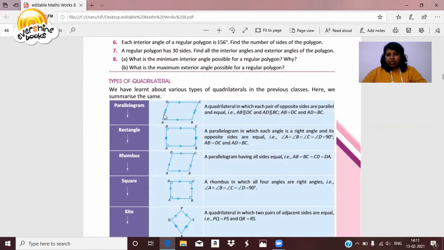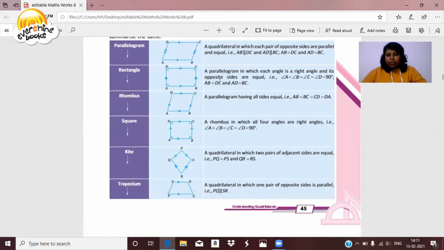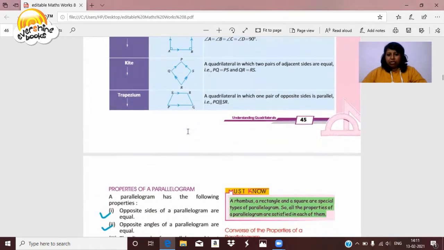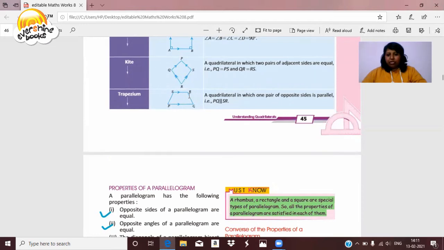This is ABCD. So AB will be equal to DC and AD will be equal to BC. In a rectangle, all the opposite sides will be equal. AB will be equal to CD and BC will be equal to AD. In a rhombus, all the sides will be equal. In a square, all the sides will be equal. Kite, in which PQRS is a kite, PQ will be equal to PS and QR will be equal to RS. Trapezium, one pair of the opposite sides is parallel. PQ will be parallel to SR.